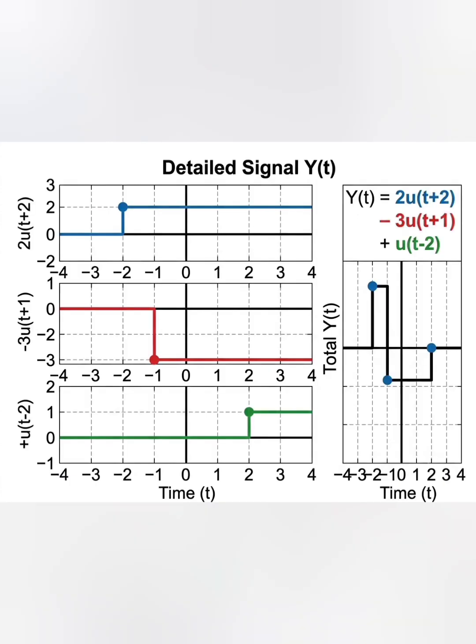This last image shows how we get the output signal by adding each term. See how the 2u(t+2) term starts at −2 and has an amplitude of 2. 3u(t+1) is a term that starts at −1, and u(t−2) is a unit step function which starts at 2. By combining all these terms, we get our output signal.